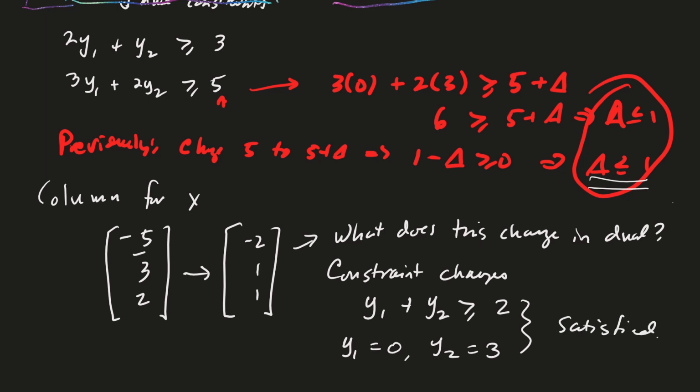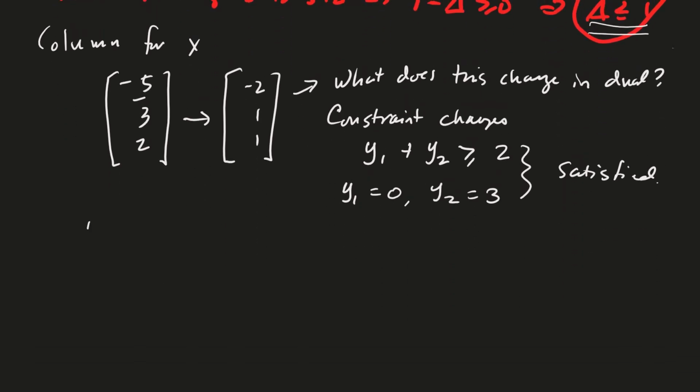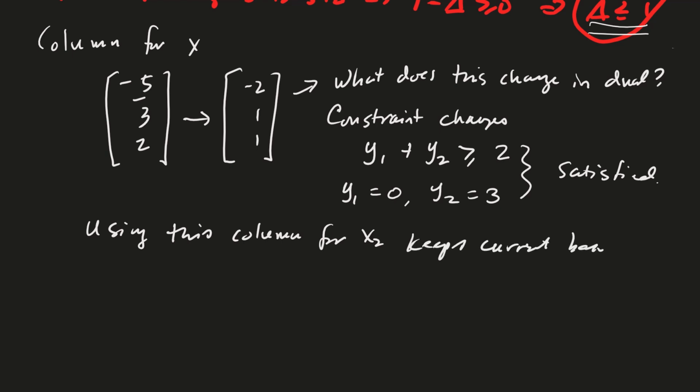Right? And so what does that mean in terms of our current basis? Using this column for x2 keeps the current basis optimal. Good, so we don't have any change. All right.